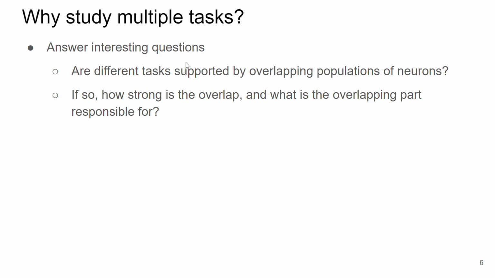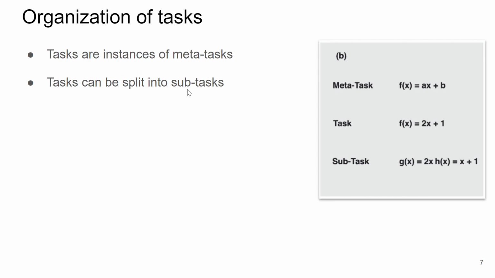And they also say that this helps us answer interesting questions. For example, are different tasks supported by overlapping populations of neurons? And if they overlap, how strong is the overlap? So here's how they talk about tasks. They say tasks are instances of meta-tasks, and tasks can be split into subtasks.